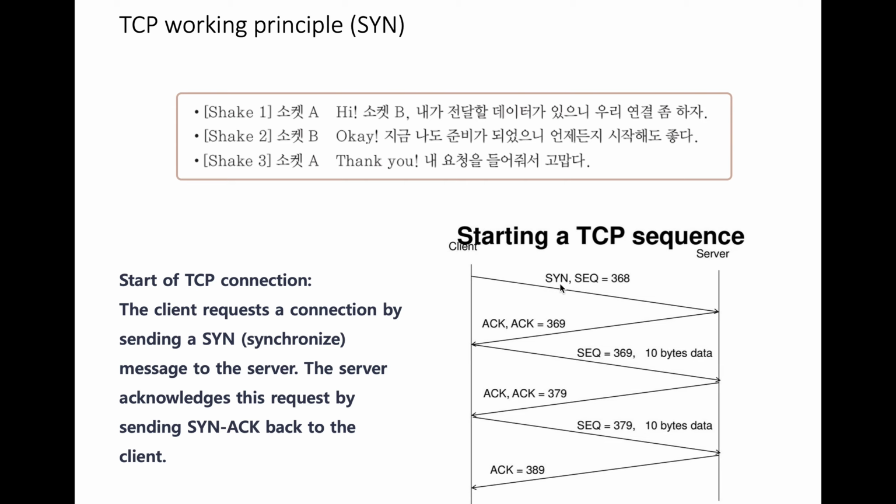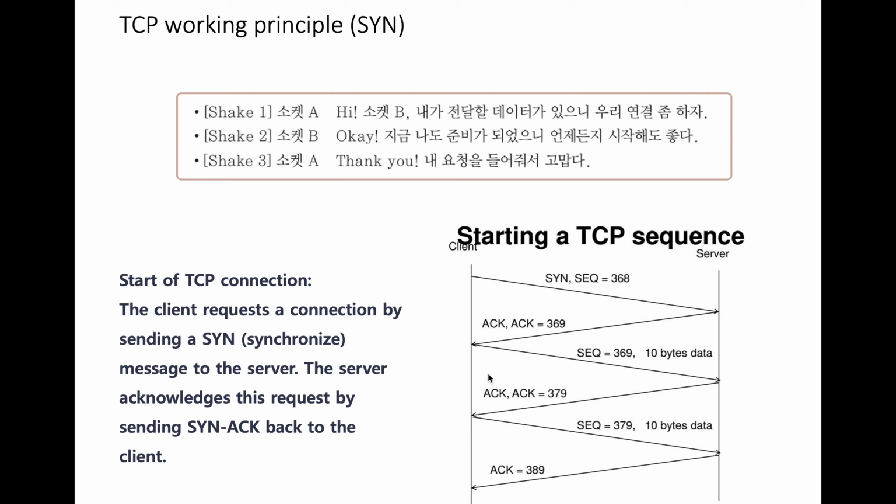It was just sending 1 byte of data with the sequence number 368. I'm waiting for the 369th packet, and then it sends the 369th packet with 10 bytes of data. It's saying, I'm waiting for the 379th sequence number. That means you can refer to it like bytes, or you can say it's the packet number. So the packets will have their own numbers that will be used by the sequence keyword.